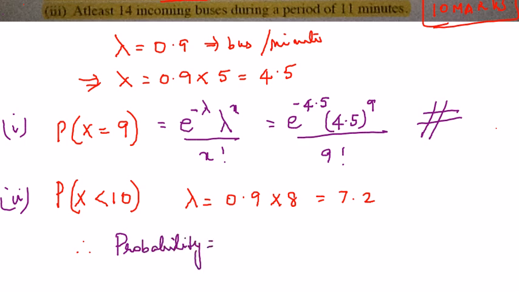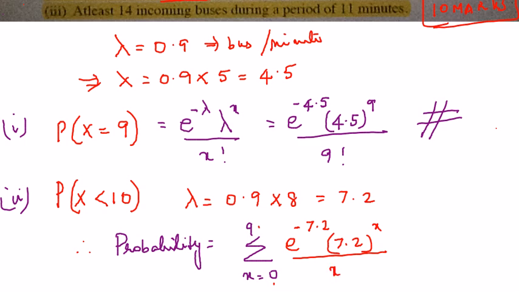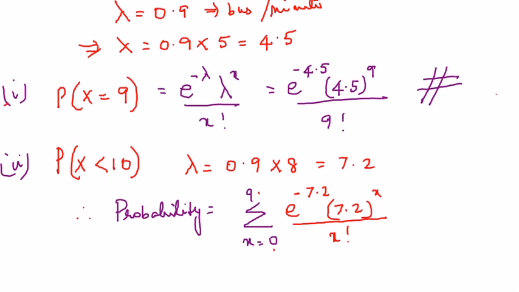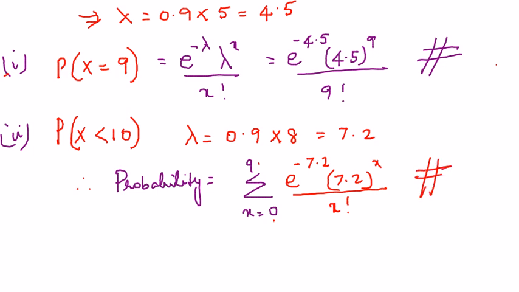please write the detailed statement during your exams or even when you practice. It's going to be the sum of x is equal to 0 to 9 e power minus 7.2 power x, where x can take values between 0 and 9. I'm not including 10 here, please note, because they are saying that lesser than 10 buses come, right? So it's 0 to 9 divided by x factorial, where x again takes the value of 0 to 9. It's going to be a sum of all this, so you can just leave it at this. So this will be the answer for the second part.